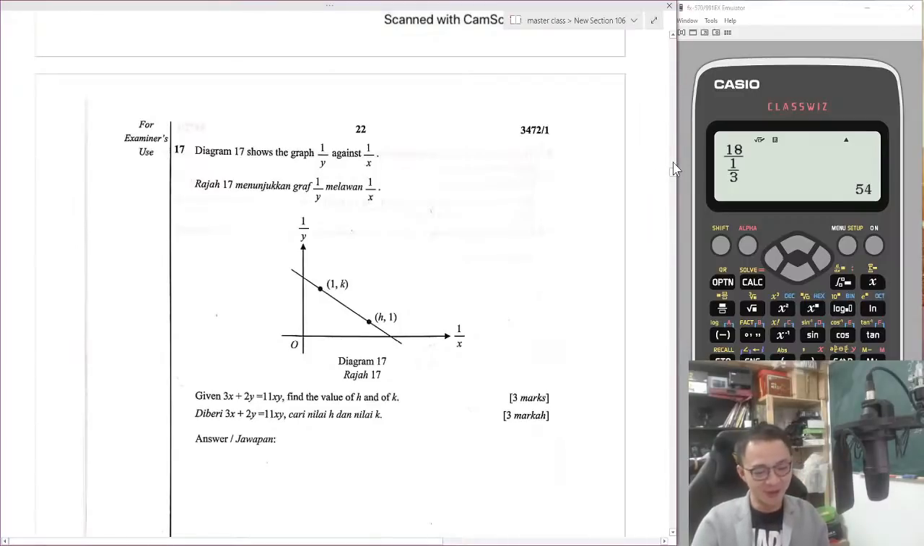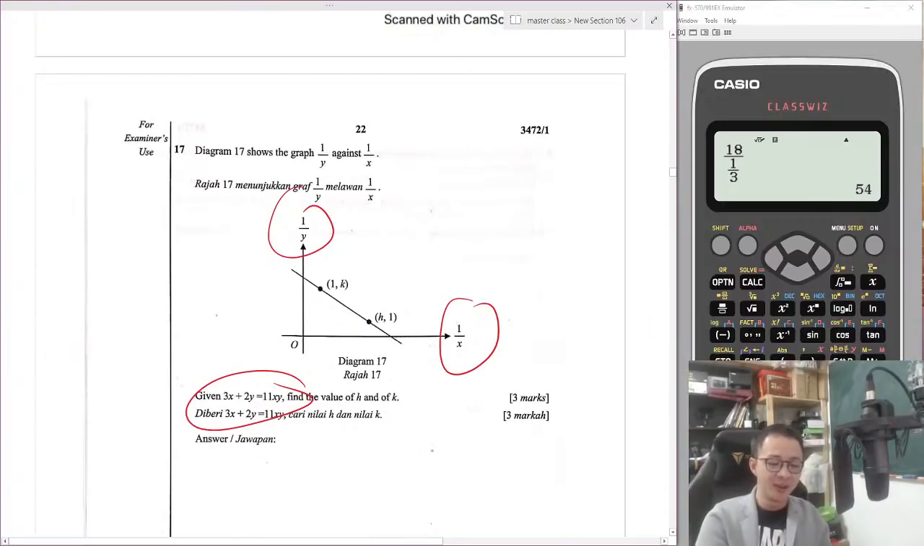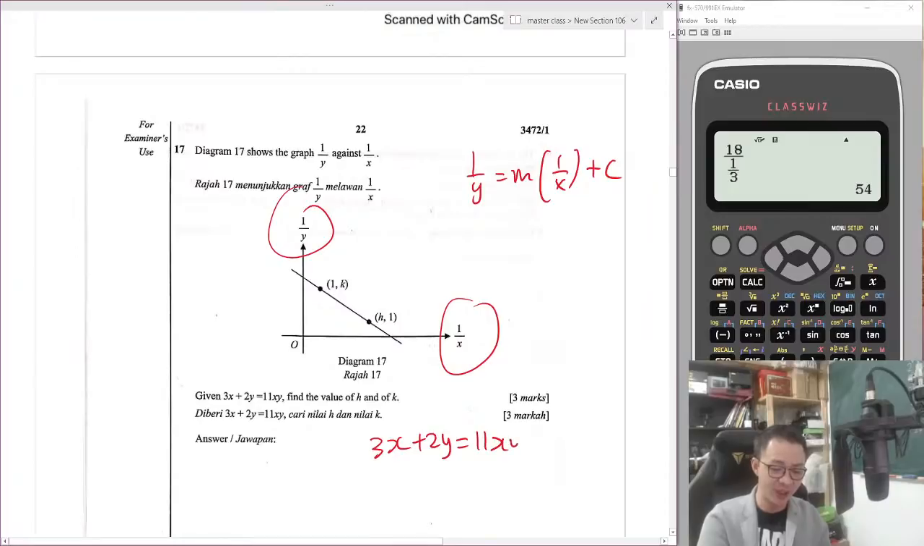Okay, so linear law. We want to change this equation into this pattern. According to these questions, we have something like 1 over y equals m times 1 over x plus c, like y equals mx plus c. So I want to change this equation into that pattern. The easiest way I can think of is to divide the whole equation by xy. So I have 3x plus 2y equals 11xy. So I will divide everything by xy. I will explain myself later.